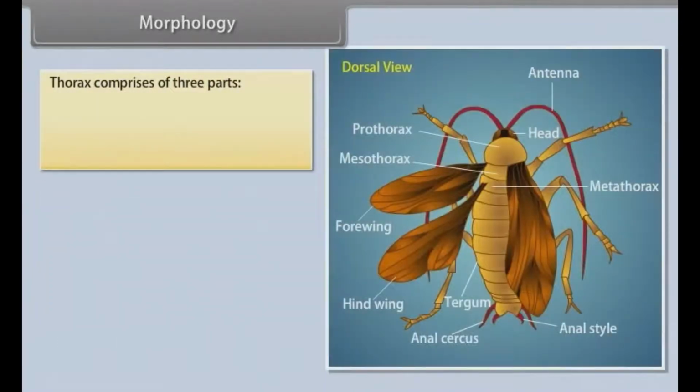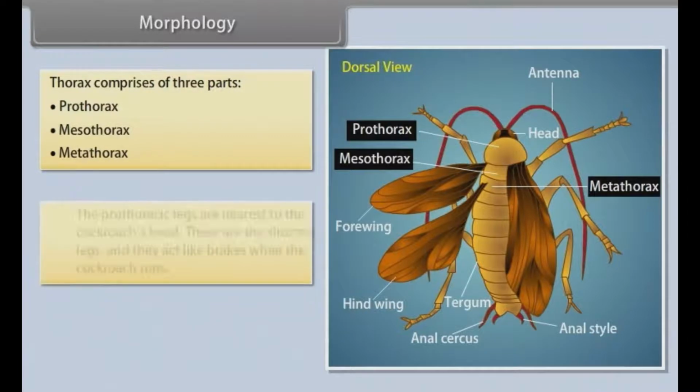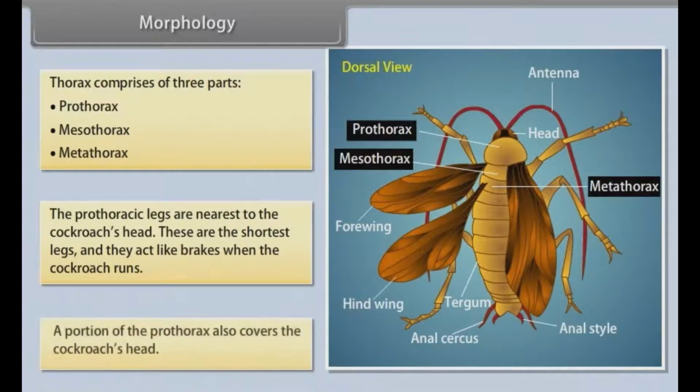Thorax comprises 3 parts: prothorax, mesothorax, and metathorax. The prothoracic legs are nearest to the cockroach's head. These are the shortest legs and they act like brakes when the cockroach runs. A portion of the prothorax also covers the cockroach's head.